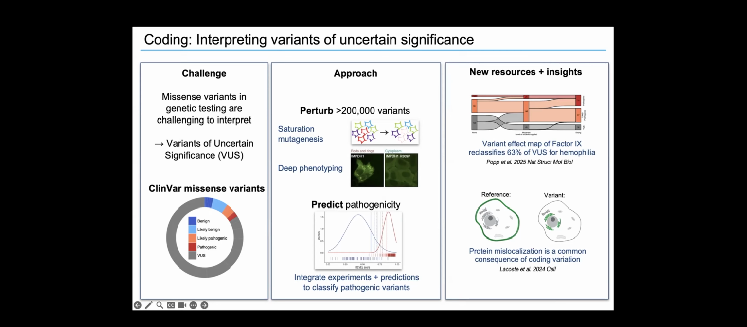So these efforts have yielded new data sets, including a functional map of more than 9,000 variants in Factor IX, which has allowed reclassifying many VUS for hemophilia, and insights into how disease variants work. For example, showing that many pathogenic missense variants lead to mislocalization of the protein in cells.